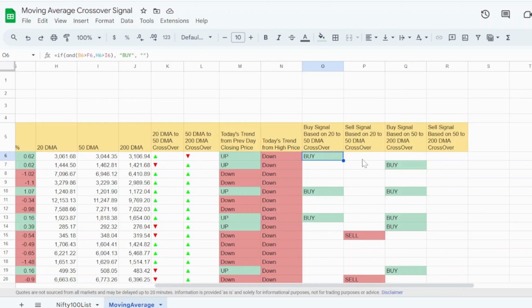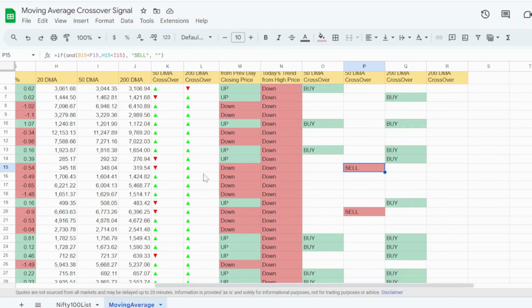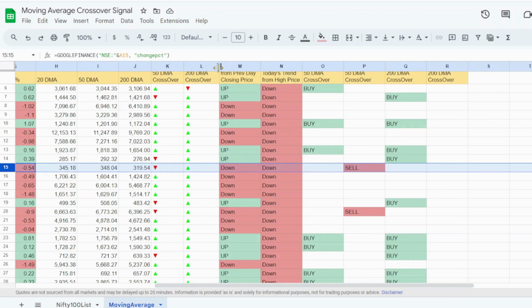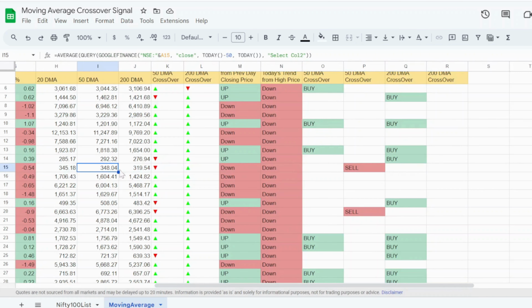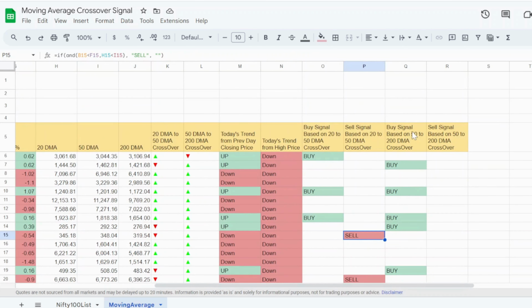Okay, and the sell signal is totally opposite of the buy signal. That means B6 is less than F6, so today's price is less than yesterday's price, and if the 50 DMA is greater than the 20 DMA, then it's a sell signal. Let me take one example. Here you can see the trend is down, and the 20 DMA is less than the 50 DMA, and that's why it's a sell signal.